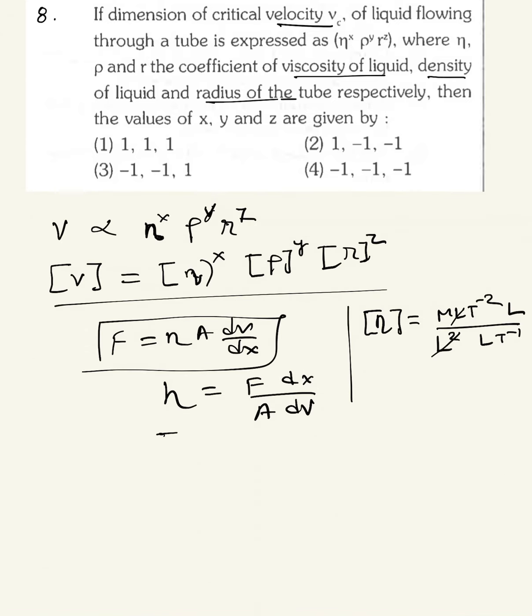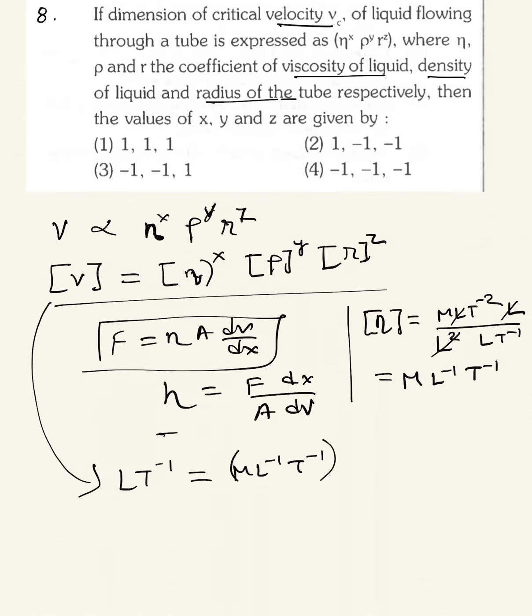So we can see here this is all cancelled, and I am seeing this M, L to the power minus 1, T to the power minus 1. Okay, fine. Now we will start solving. The dimension formula of V is LT^-1, equal to eta, which is ML^-1 T^-1, to the power x. Also, density we know is ML^-3 to the power y, right?